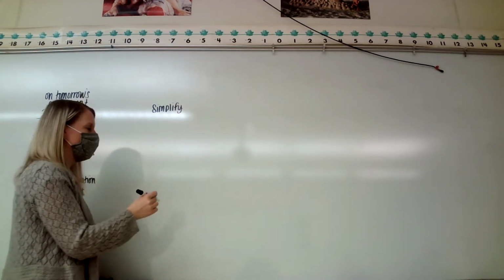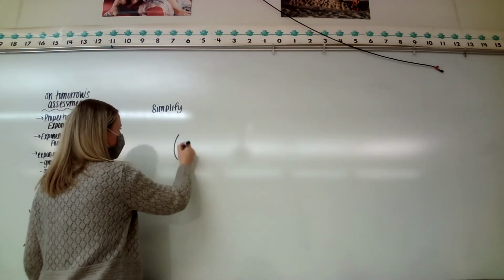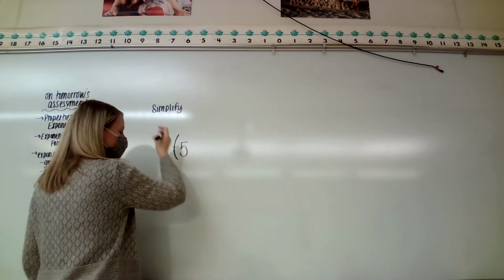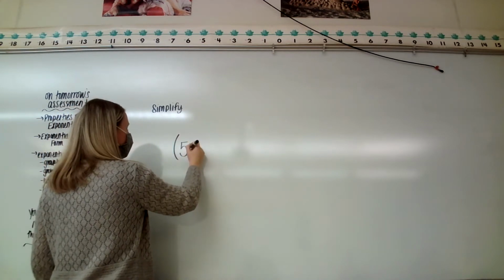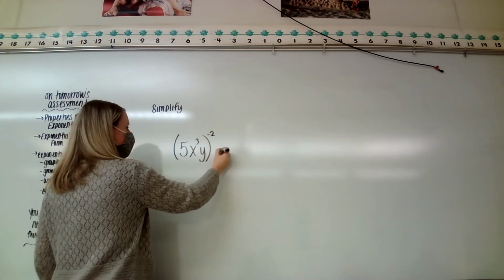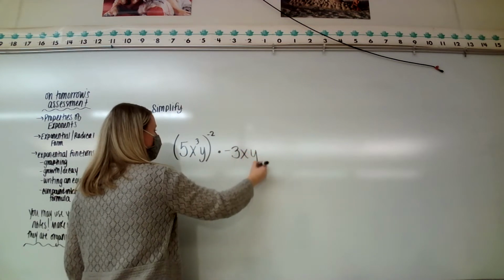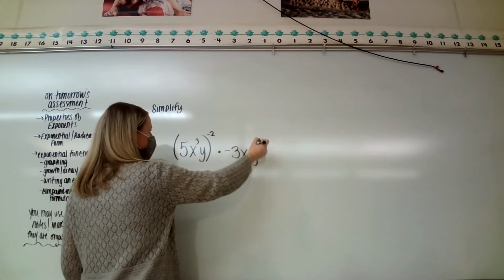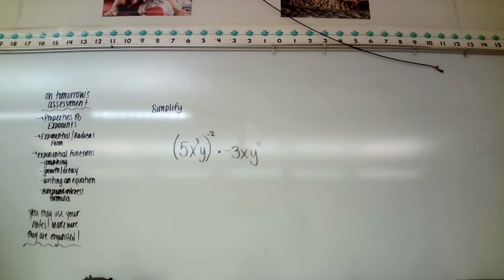I'll do one that I know I see the most mistakes on. What else were other people doing? Okay, so let's do 5 x to the 3rd y to the negative 2nd times negative 3 x y to the 11th. So between that one and the first one and the second one, it kind of is all the properties, just in different little cases.